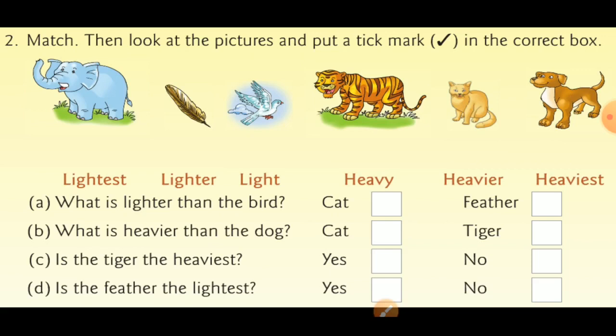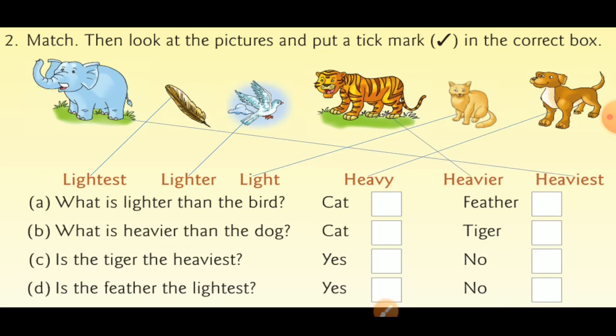Question 2. Match, then look at the pictures and put a tick mark in the correct box. So elephant, feather, bird, tiger, cat and dog. So feather is lightest, bird is lighter and cat is light. Heavy, heavier and heaviest. Here you can observe that the elephant is heaviest, then tiger is heavier and dog is heavy. So match with it.